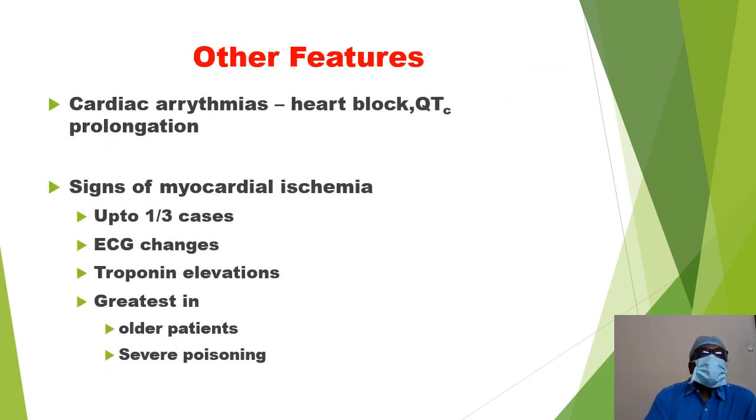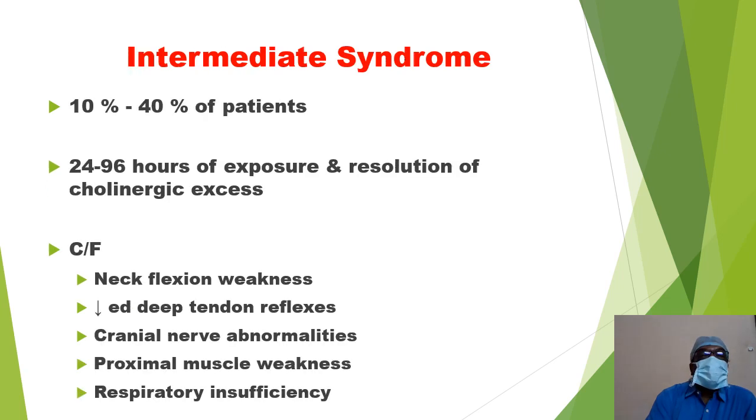So, other features. Organophosphorus compounds can even cause cardiac arrhythmias, especially heart block and QTc prolongation. Signs of myocardial ischemia, like ECG changes and troponin elevations, are seen in up to one third of the cases. Especially the signs of myocardial ischemia are greatest in older patients and patients with severe poisoning.